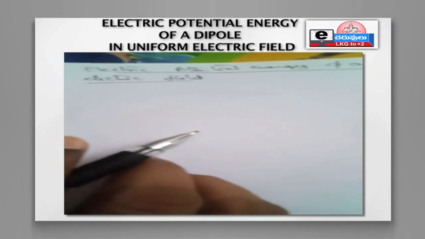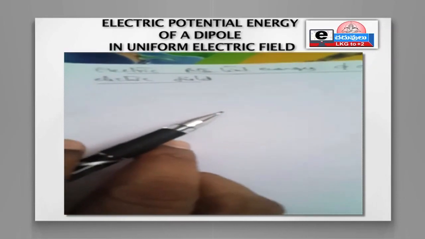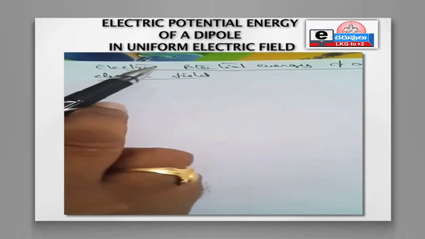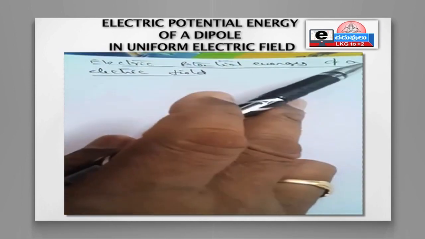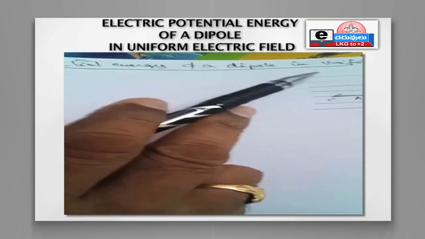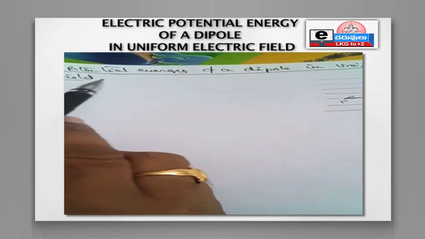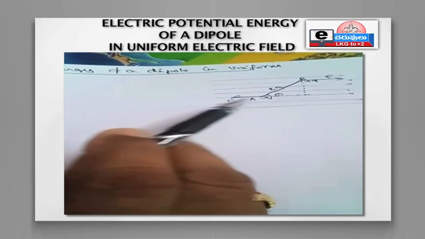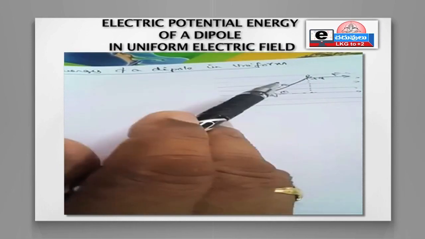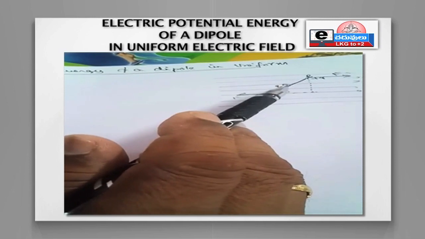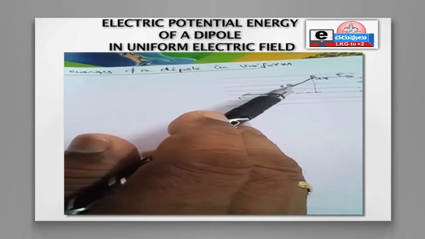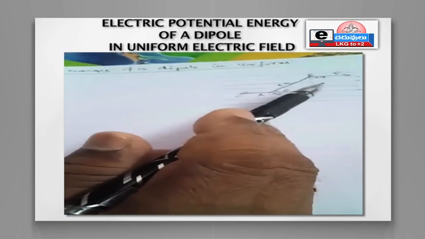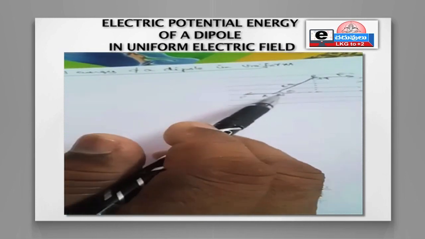Good morning, students. We are going to continue the concepts related to electric potential energy. Now I am going to take the electric potential energy of a dipole in a uniform electric field. Previously we have studied that when a dipole is placed in a uniform electric field, it experiences a torque. From the torque, we can calculate the potential energy. Now you have to explain the diagram as usual.